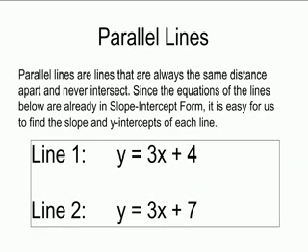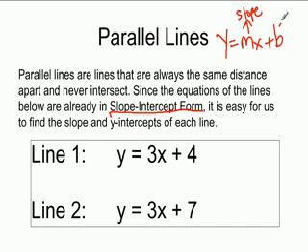Now, when talking about parallel lines, again, parallel lines are lines that are always the same distance apart and never intersect. Since the equations of the lines below are already in slope-intercept form, it is easy for us to find the slope and the y-intercepts of each line. Remember, slope-intercept form is y equals mx plus b, where m is the slope and b is the y-intercept. When looking at lines 1 and 2, here's our slope, and here's our y-intercept.